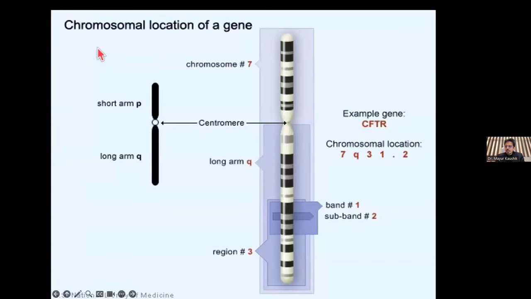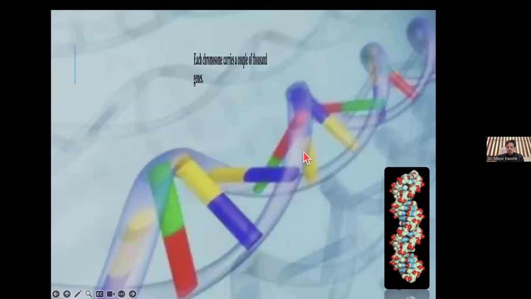The chromosome location here is 7q31.2. So 7 is the chromosome number. Q means it is present on the long arm of the chromosome. 3 basically is the region, 1 is the band, and 2 is the subband. How do we identify these bands, subbands, etc.? Based on Giemsa staining, G bands. Okay. So this is one thing which we have to understand.